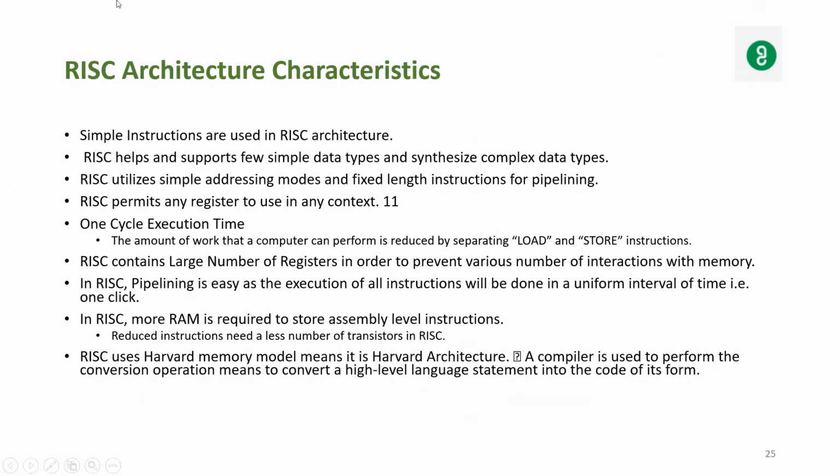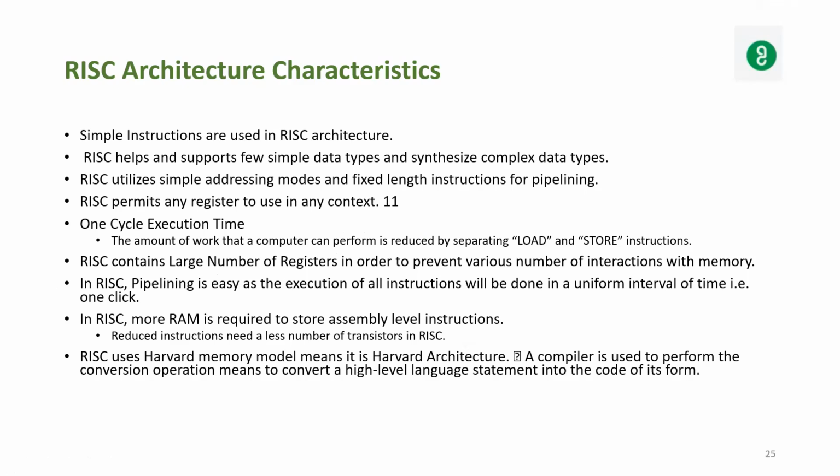RISC architecture characteristics. Simple instructions are used in RISC architecture. RISC supports a few simple data types and synthesizes complex data types. RISC utilizes simple addressing modes and fixed length instructions for pipelining. RISC permits any register to be used in any context. One cycle execution; the amount of work a computer can perform is reduced by load and store instructions. RISC contains a large number of registers in order to provide various interactions with the memory. RISC pipelining is easy as the execution of instructions will be done in uniform intervals of time.